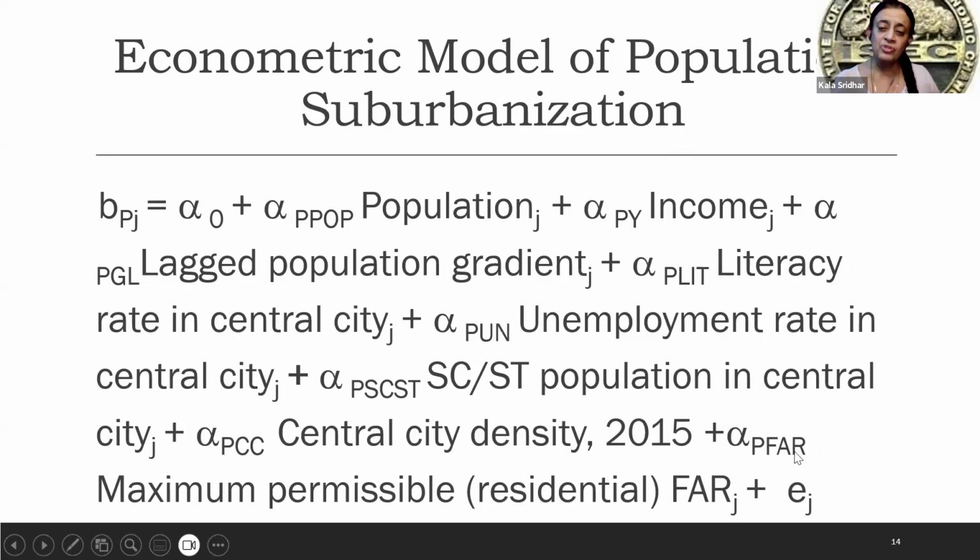And I've written a series of papers on this, but summarizing that, a high FAR means a relaxed FAR will basically make a city compact. That basically means this will have a positive effect on the population density gradient. So in the first stage, we estimated the population density gradient for each of these 100 cities. That is our BPJ, which you see here.